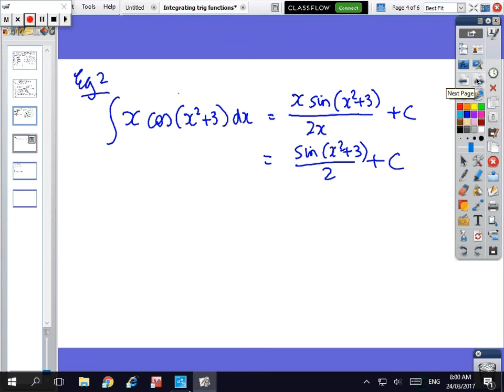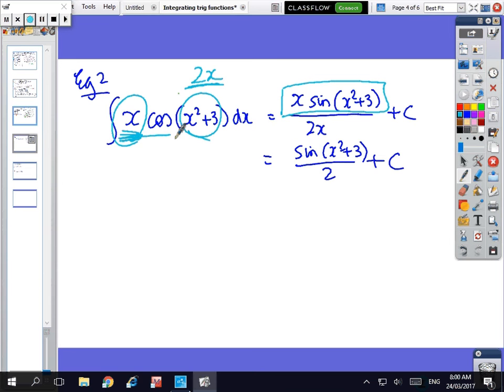Again, what we do is we look at that bracket, and the derivative is 2x. Now x is a multiple of 2x, which means I have a multiple of the derivative in front. Once you can do that, you just write what's in the integral, and then you divide by the derivative, and then the x's cancel out, and so you've got a half of sine x squared plus 3.